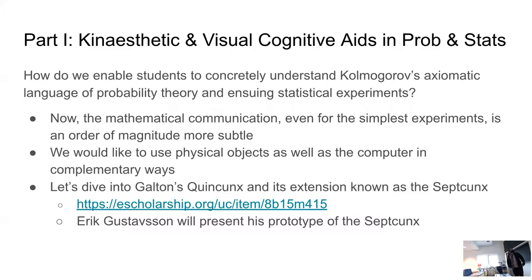Part one is now a bit more into a slightly more complicated thing rather than just integration and rotation, which is beautiful. But we want to try to enable students to concretely understand, say, Kolmogorov's axiomatic language of probability theory, right? And then ensuing statistical experiments. So this is one of our missions for the Intro to Data Science course.